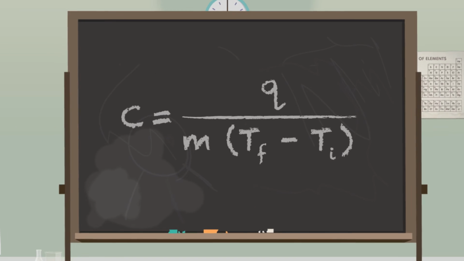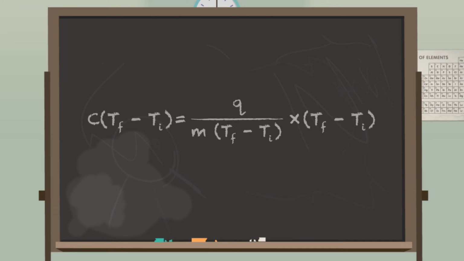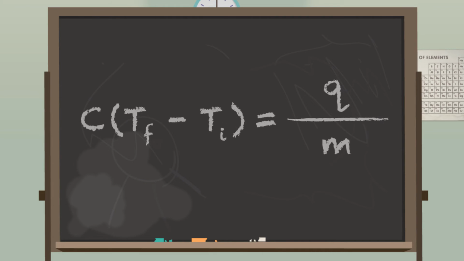So we need to get the final temperature by itself on one side. The expression final temperature minus initial temperature is in parentheses, so we can't move just part of it. But if we multiply both sides by this phrase, then we'll have a k over k situation on the right side, and we know that will reduce to 1. Now we have this equivalent equation.